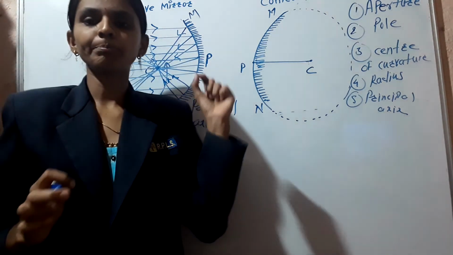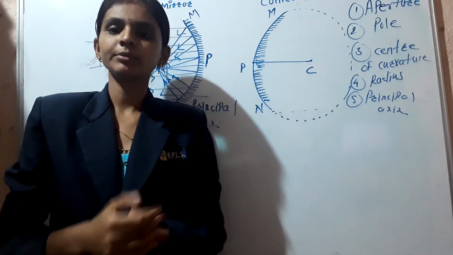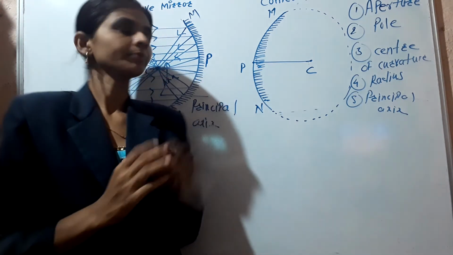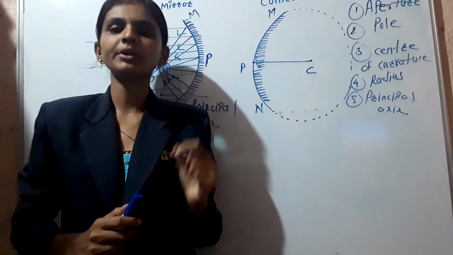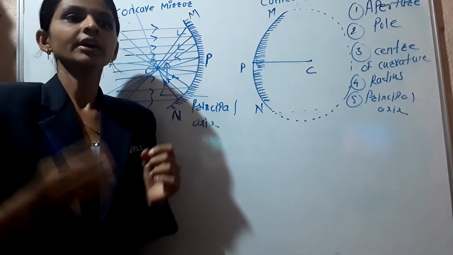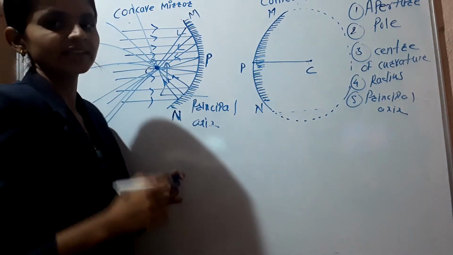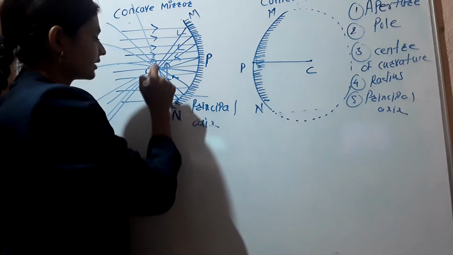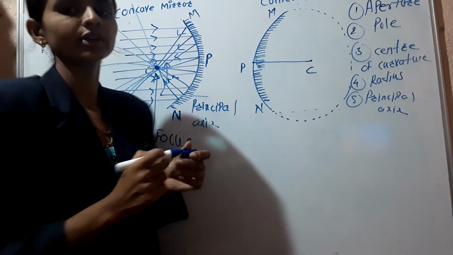Okay, when the parallel lines or straight lines fall on the spherical surface of the concave mirror, that is the MN part, what will happen? After the reflection they converge at the same point, and that point is known as the focus of the concave mirror.